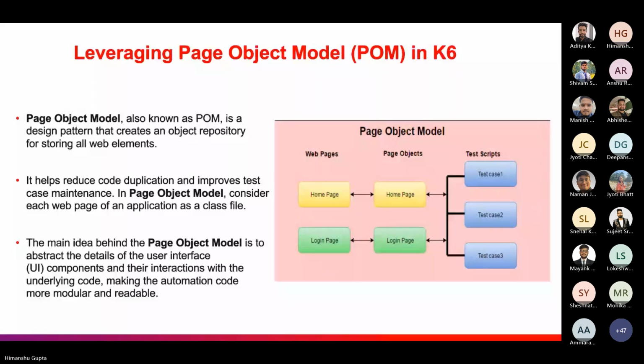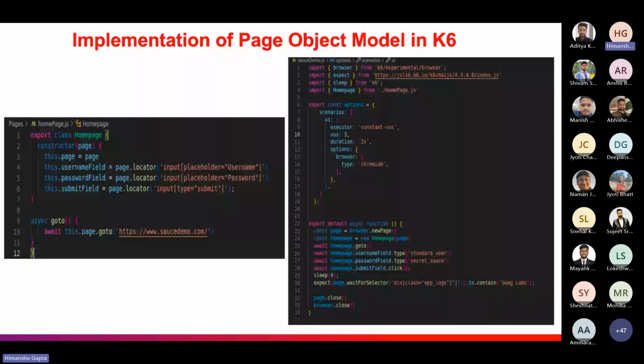Let's move on to the next slide. This is the implementation of the page object model in K6. Here I have used a dummy website, which is Sauce Demo. I have created a pages folder, and in the pages folder I have created a class HomePage, where I have used the constructor for every locator. I have added all the locators that we will see on the page itself, like username, password, submit, and I have also mentioned the website name.